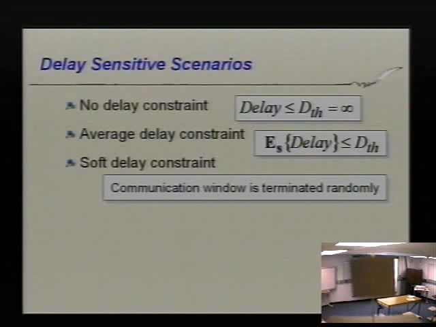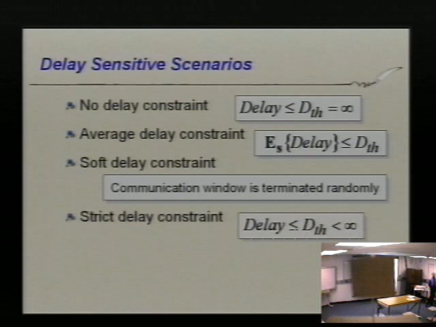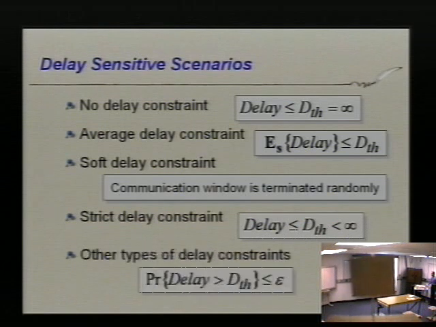And we will show that the soft delay constraint in these two examples actually has the same mathematical formulation under some assumptions. And the fourth case is a strict delay constraint. Here we only consider policies which can satisfy the explicit time deadline given by this D threshold. For other types of delay constraint, for example, a probabilistic delay threshold can be guaranteed, but that case is a little bit complicated to formulate mathematically. So in my thesis, we'll only consider the first four cases.